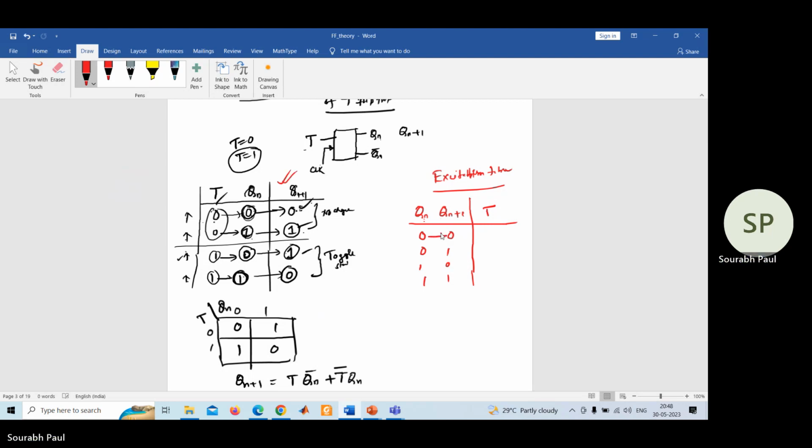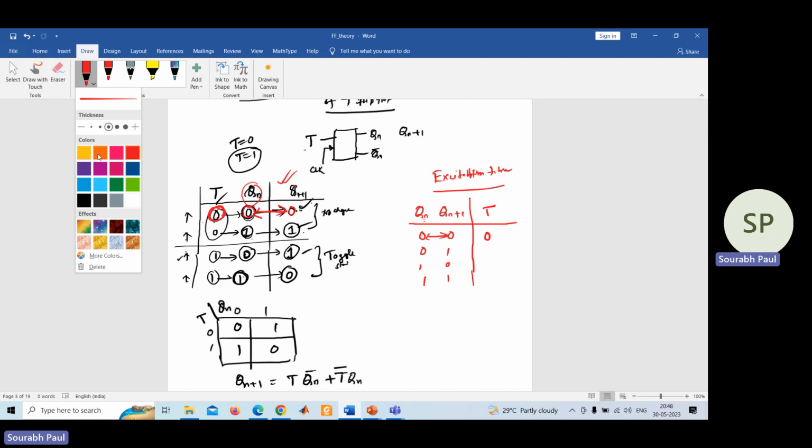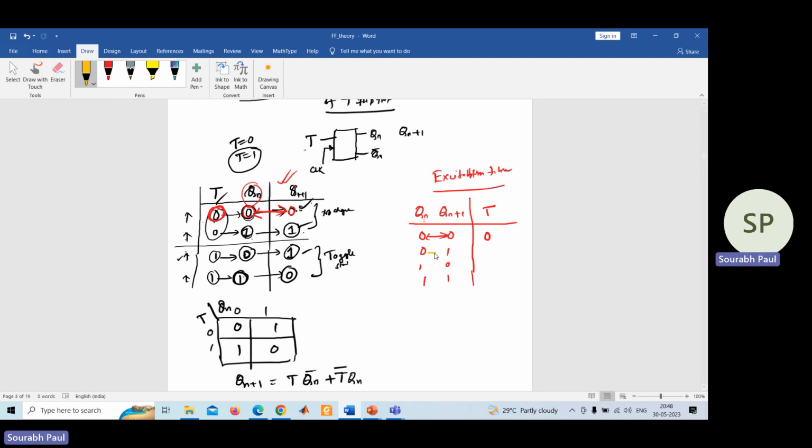Look at the 0 0 combination. Where is the 0 0 combination in the truth table? You have Qn equal to 0, Qn plus 1 equal to 0. In this case, you check what input you got, the T value, that is 0. So you put 0 here. Now do the same thing for the next case, the combination 0 1. Where is 0 1? Qn equal to 0, Qn plus 1 equal to 1. In that case, the value of T is 1, so write down 1 here.